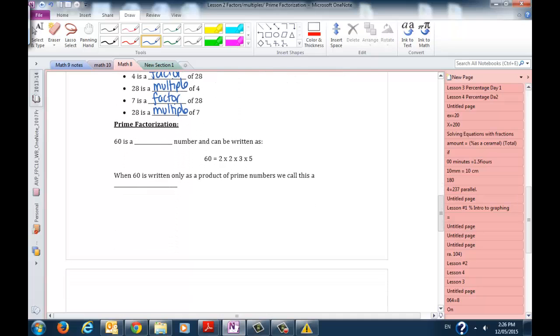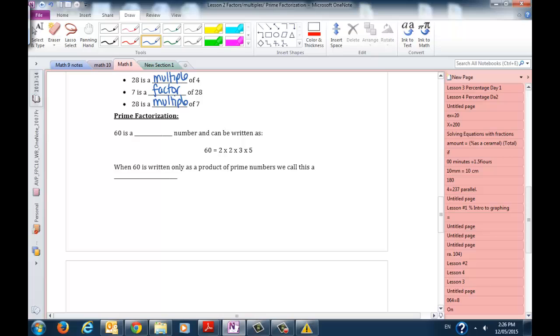All right, last little bit here. Prime factorization. 60 we call a composite number. And 60 can be written as 2 multiplied by 2 multiplied by 3 multiplied by 5. Maybe we should check that. Well, 2 times 2 is 4 times 3 times 5. And 4 times 3 is 12 times 5. And 12 times 5 is 60. So we're good. We've broken it down.